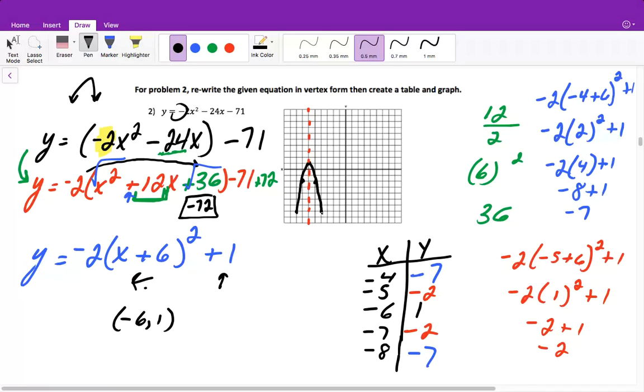I know I made this graph pretty small on your paper. On your test, it won't be as small. All right, that is it for this. You will get points for being able to write it like this. You will get points for creating this table, and then you will get points for drawing your proper graph.